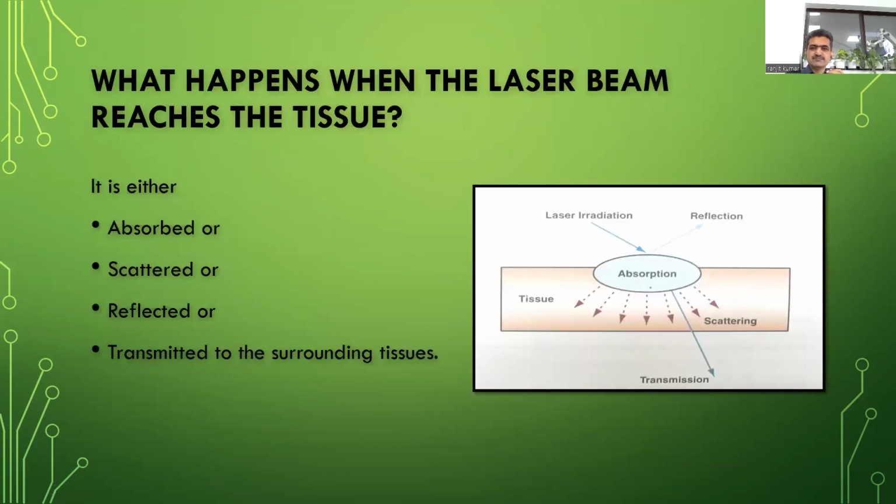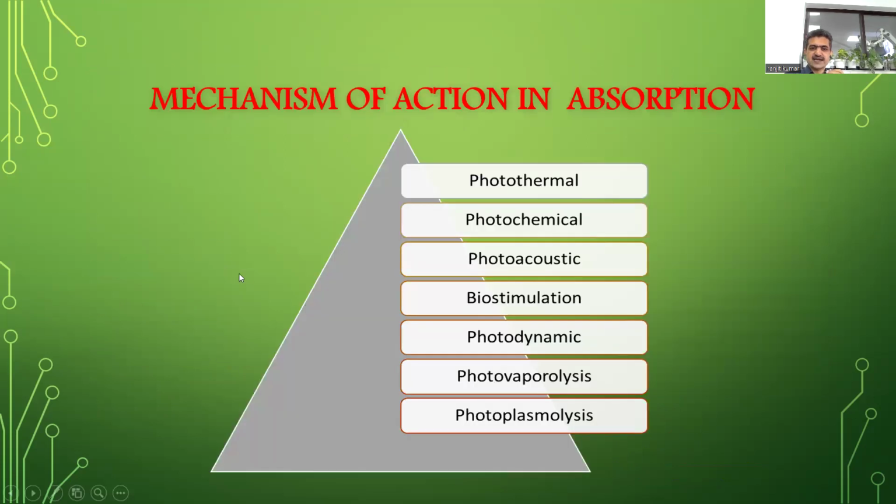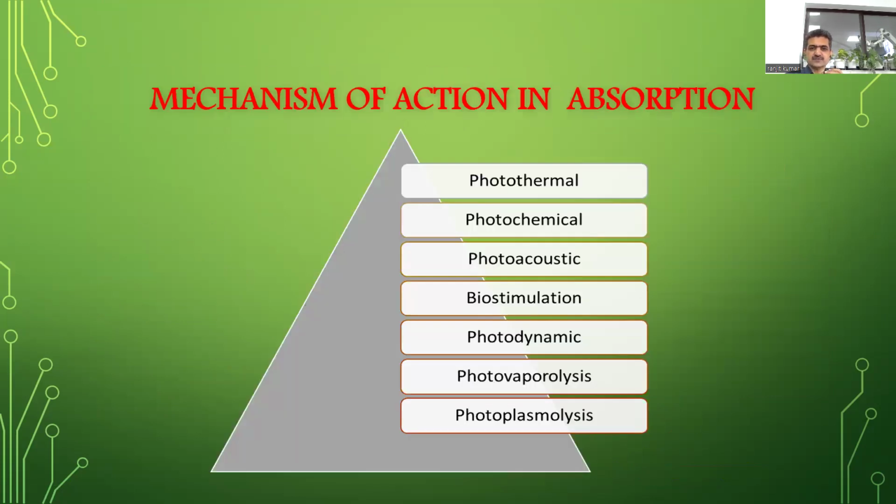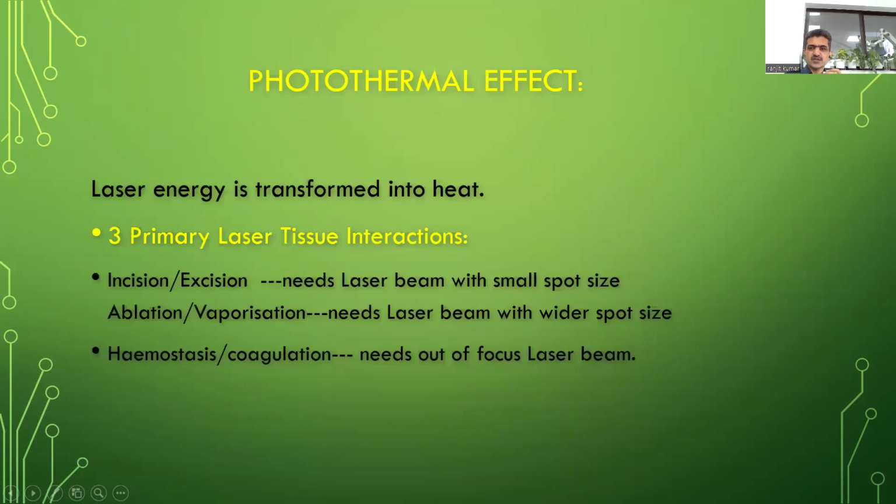Once the beam passes out of the slit, it reaches the tissue. When it reaches the tissue, it either gets absorbed, scattered, reflected, or transmitted to the surrounding tissue. Now, if it gets absorbed, what are the effects we have seen in the tissue? Photothermal, photochemical, photoacoustic, biostimulation, photodynamic, photovaporolysis, and photoplasmolysis.